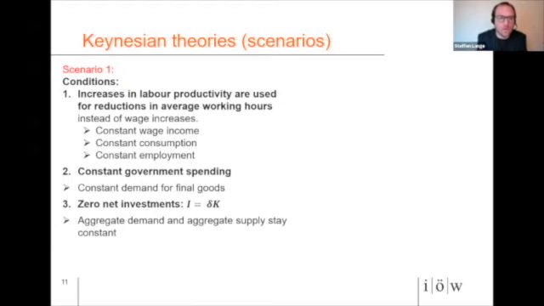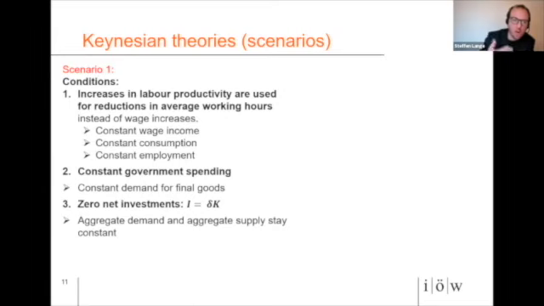As I said, constant consumption is basically the first one. The second one is constant government spending, and together they lead to a constant demand for final goods. And the third one is constant net investments. Here I is the gross investment, and that equals capital depreciation. And zero net investments result from the constant demand for final goods, because firms experience constant demand, and therefore they have the incentive to keep their production capacity constant.